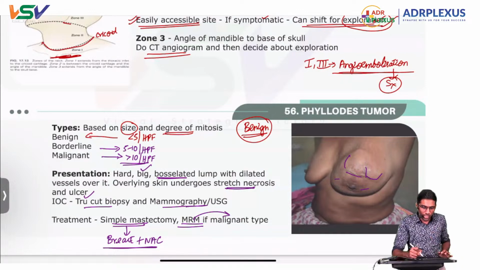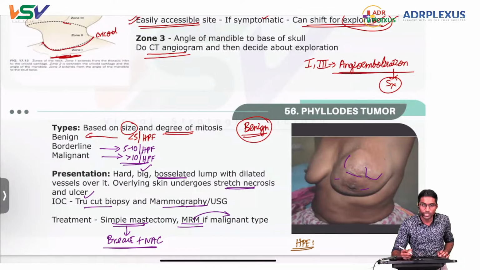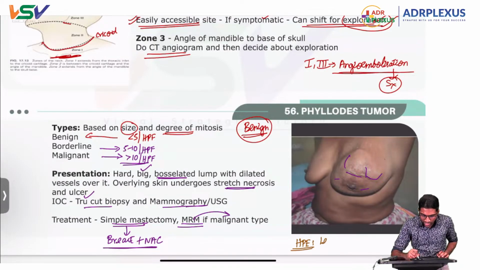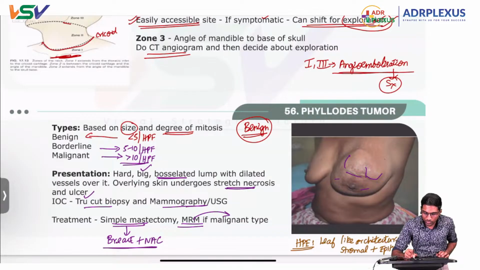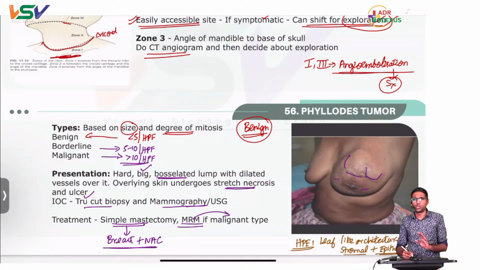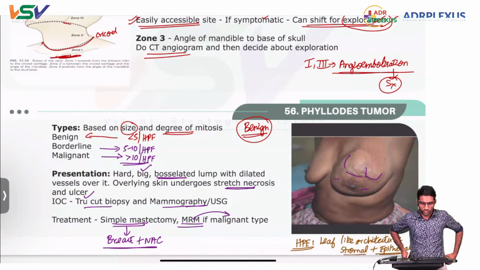So one more point in Phyllodes tumor is they can give you the histopathological finding. That is a pathology based question. There will be a leaf like architecture, and there will be both stromal component as well as epithelial component. Please just remember this point alone. Stromal component as well as epithelial component will be present in the histopathological finding.